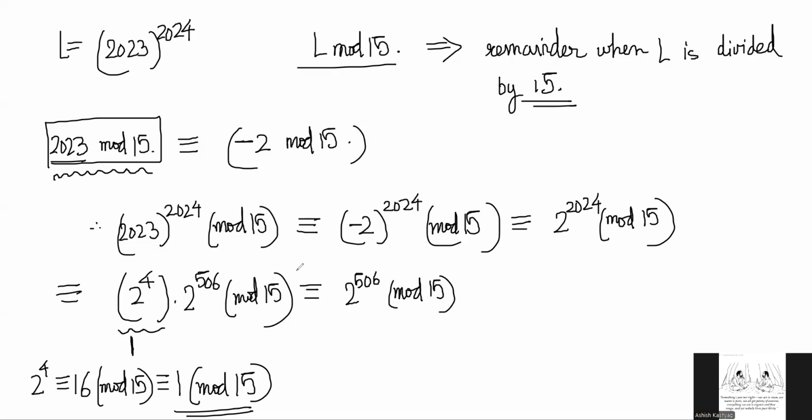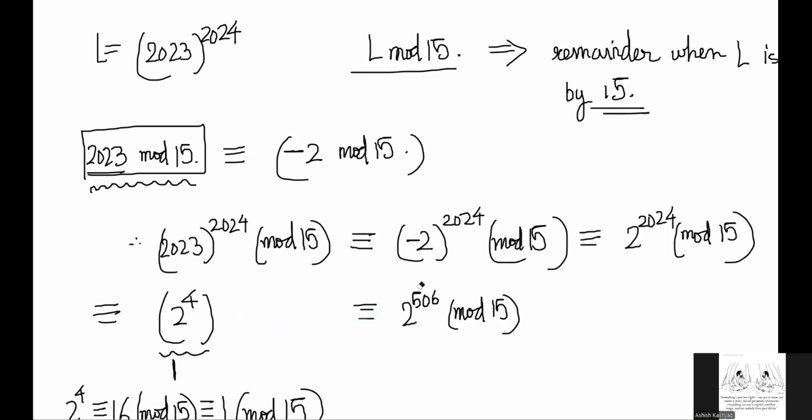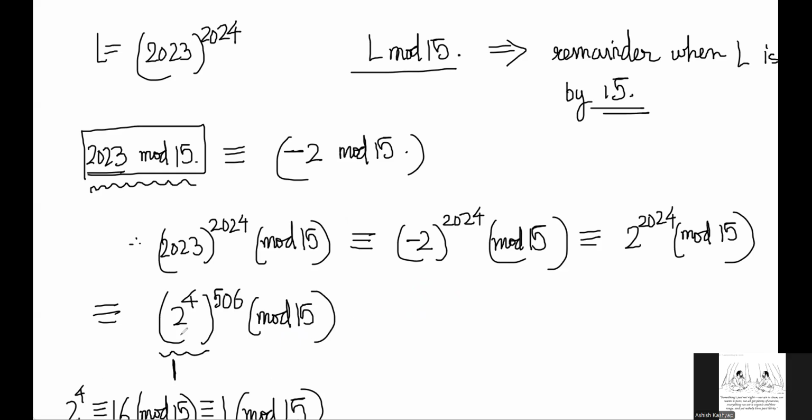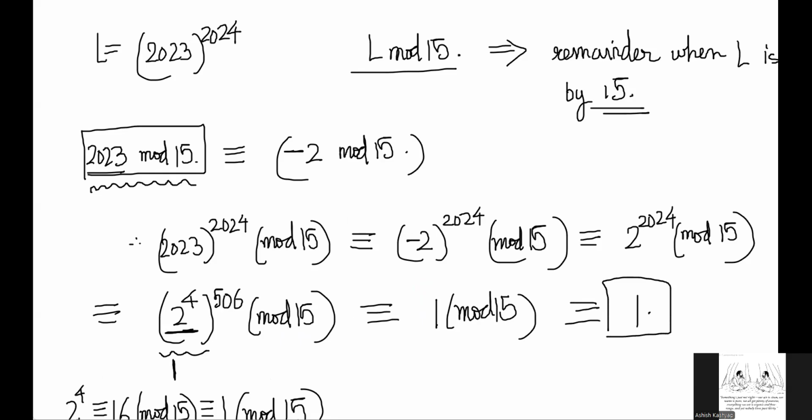Actually, we don't have to worry about that because we don't have to write it like this. If you think about it, it is 2 power 4 power 506. It is not 2 power 4 into 2 power 506, right? So this was mod 15, and we know that 2 power 4 itself is 1 mod 15. So this is congruent to 1 power 506 mod 15, which is equal to 1. So basically, you should get a remainder of 1.